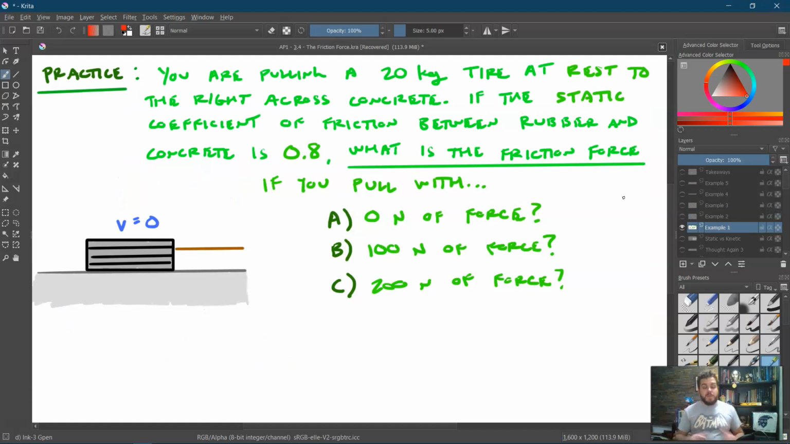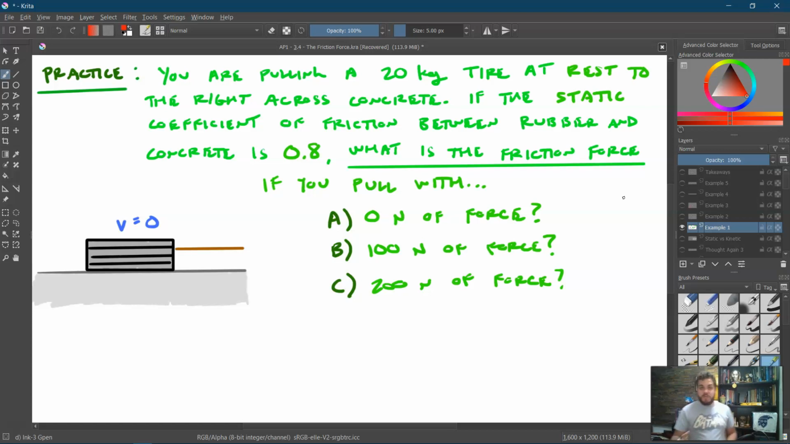So let's look at one final example before we're done. Let's say we had the same scenario that we had previously. We're pulling on a 20-kilogram tire, but this time it's at rest relative to the concrete. It's not sliding along the surface. And let's say that the static coefficient of friction between the rubber and the concrete is 0.8, rather than, I think in the previous situation, it was 0.6 for the kinetic coefficient. And we want to know what's the friction force if you pull with 0 newtons of force, 100 newtons of force, or 200 newtons of force. So go ahead and pause. I want you to try this on your own. Then come back. Let's see how you did.